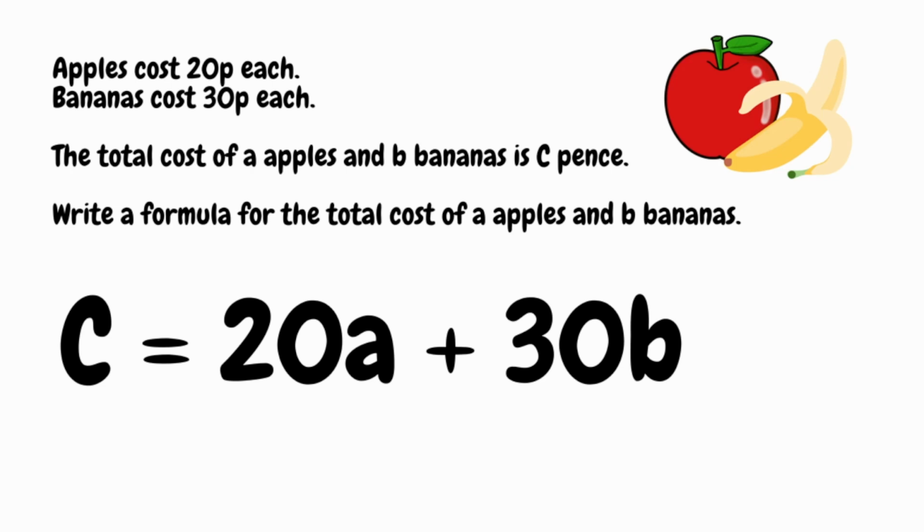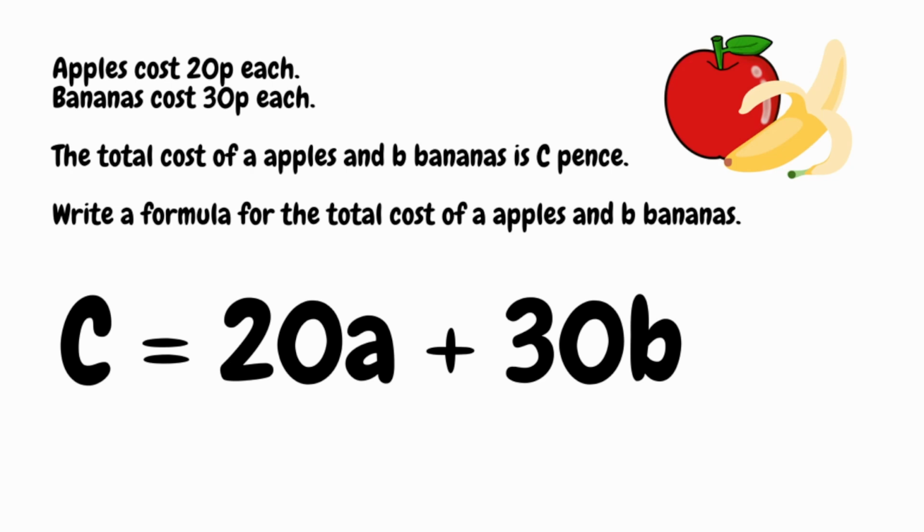So if we were given values for our variables A and B, and we knew how many apples were bought and also how many bananas were bought, we'd be able to substitute it into this formula and figure out the actual cost in pence. So that's something we have to look out for as well, that the units are consistent. So we have the total cost was C pence, and the amounts that we were given for apples and bananas were also in pence. So we've used consistent units throughout. So hopefully that example made sense.